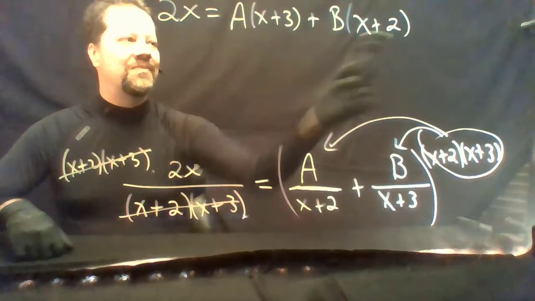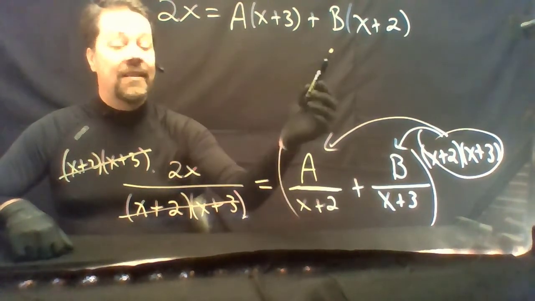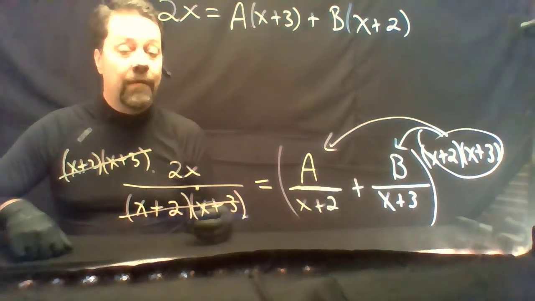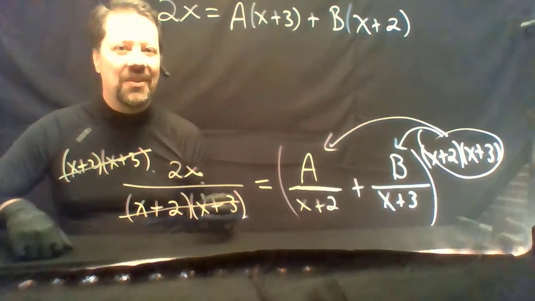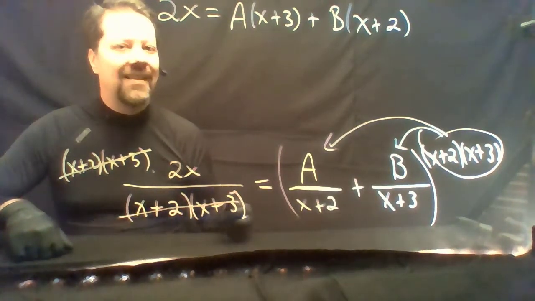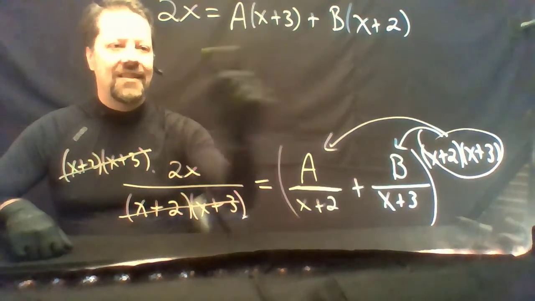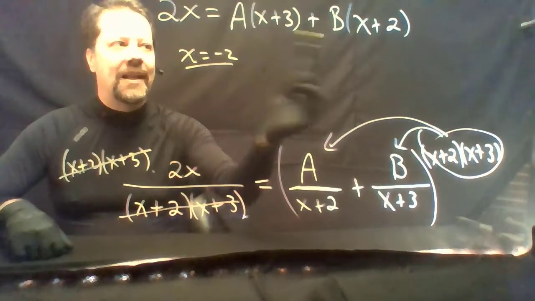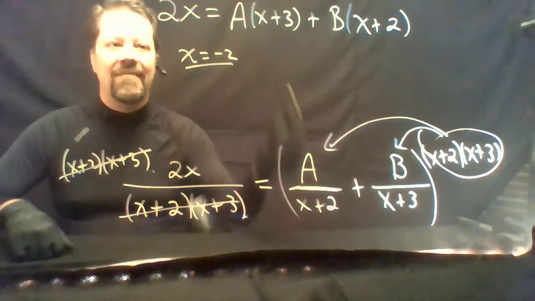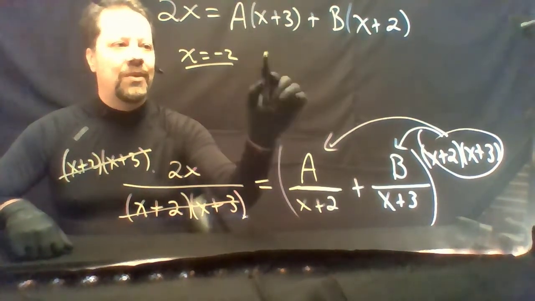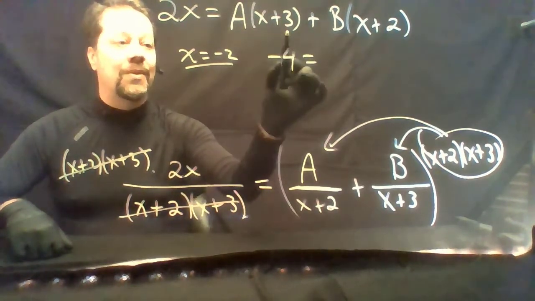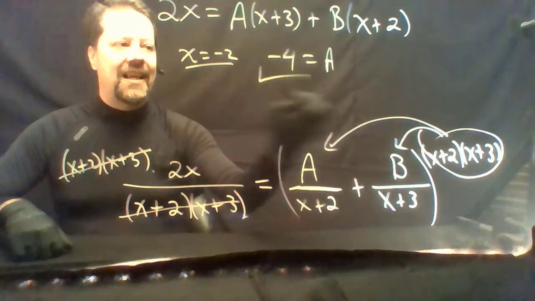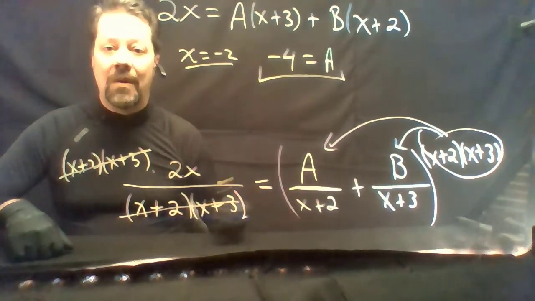On the second term, it's the x plus 3 that cancels, leaving us with B times x plus 2. At this point, this equation must hold for all replacements of the variable, for all x, which means it holds for any x that we choose. And there are strategic choices for x, say x equals minus 2, that will help us figure out what A and B have to be. If x is equal to minus 2, we'll get negative 4 equals, well, negative 2 plus 3 is 1. That gives us A. A is negative 4.